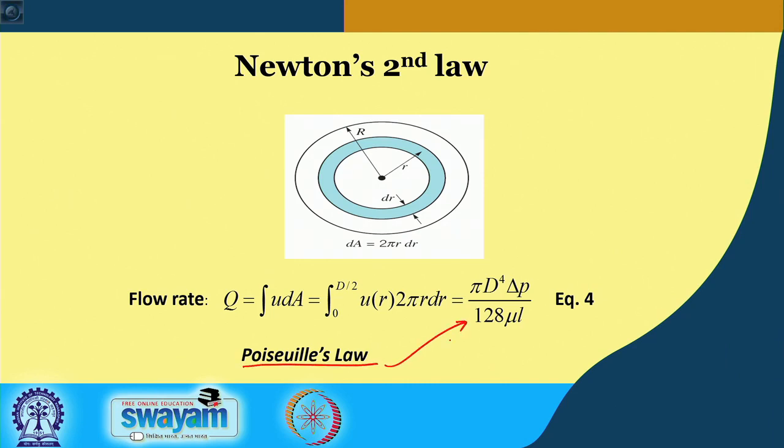So we have used Newton's second law to derive the discharge rate through a pipe as a function of pressure gradient delta P, and this is Poiseuille's law. Okay, so this is an important topic, one of the critical ones for laminar flow through pipes.